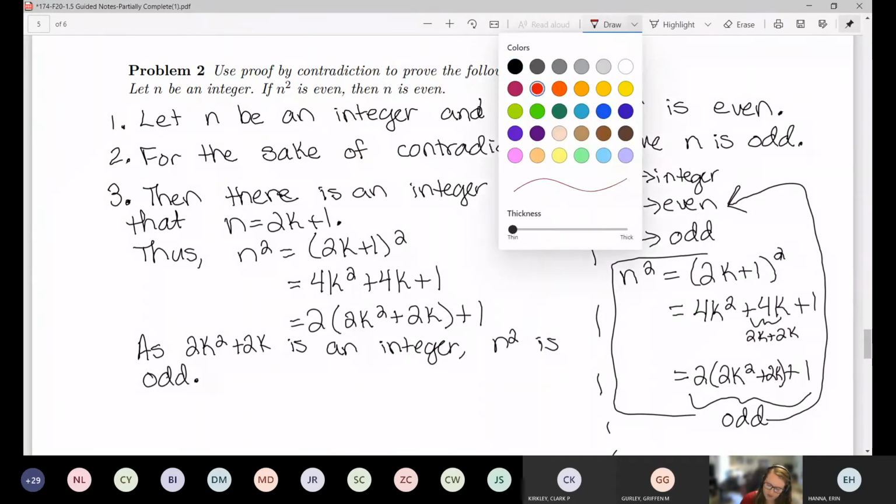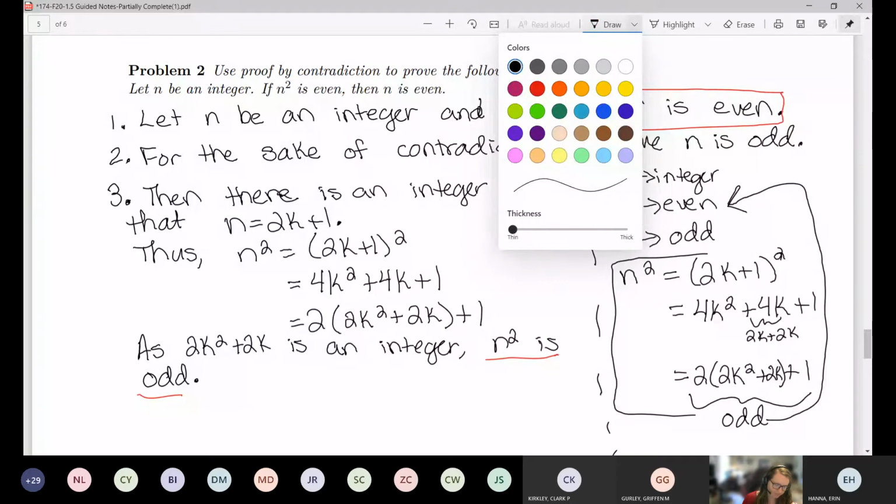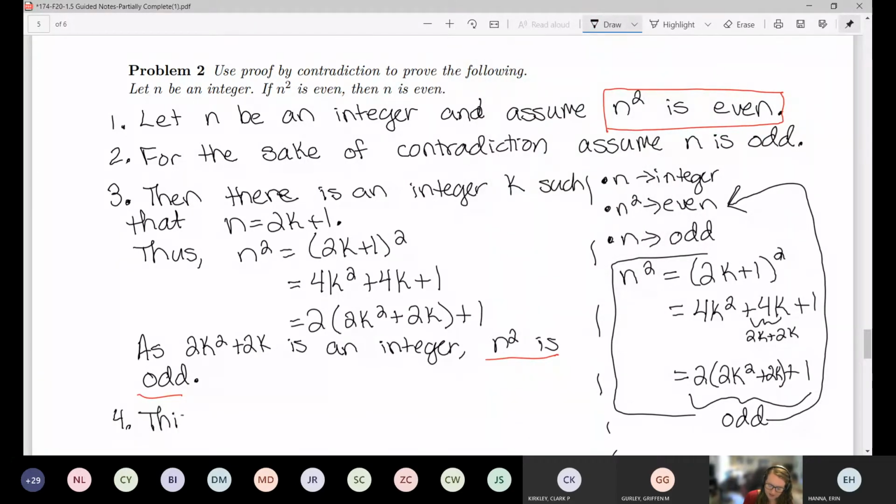But let me just highlight the contradiction here. We've just found that n squared is odd, but we assumed that n squared was even. And then we essentially just say, this is a contradiction. Contradiction, as n squared is assumed to be even.